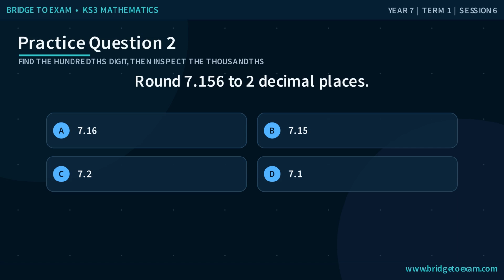Practice question 2. Round 7.156 to 2 decimal places. Option A is 7.16. Option B is 7.15. Option C is 7.2. Option D is 7.1. Pause the video and identify both the target digit and the deciding digit.